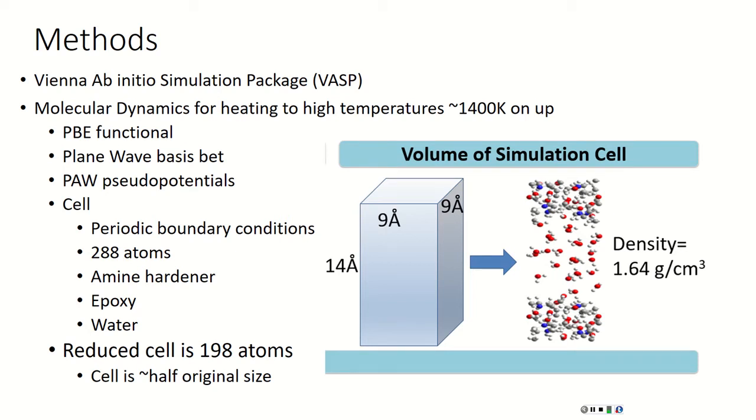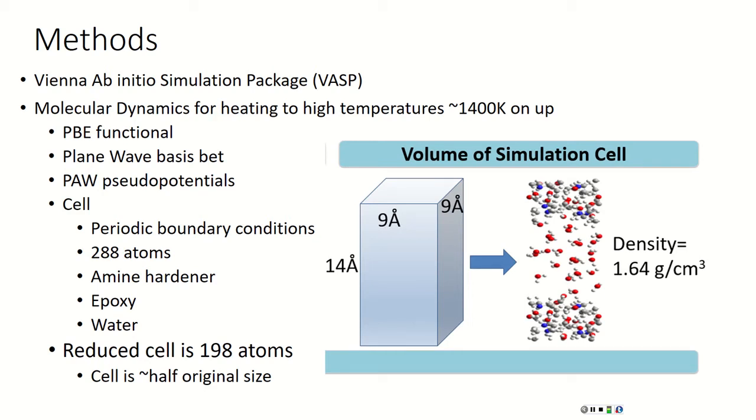We used a PBE functional, plane wave basis, and pseudopotentials. In our cell, shown here, these are actual measurements of our cell. So it's a 14 by 9 by 9. Originally it had 288 atoms, and again, we have our amine hardener, epoxy, and our water. You can see that shown here.